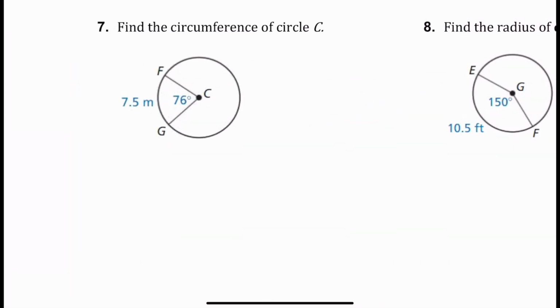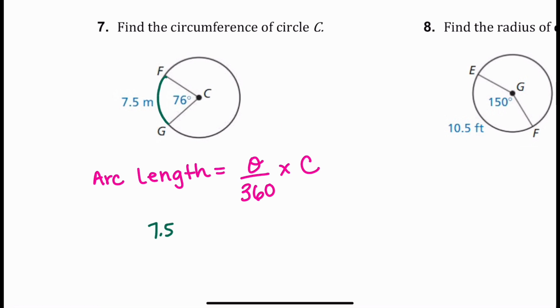On number 7, we're going to find the circumference of circle C. Now, I don't have the whole circumference. I know the arc length though. To find the arc length, this is going to be equal to our angle out of 360 degrees multiplied by the circumference of the circle. So I know the arc length right here is 7.5 meters. This is equal to my angle out of 360. So my angle is 76 degrees out of 360. And then I would multiply that by my circumference.